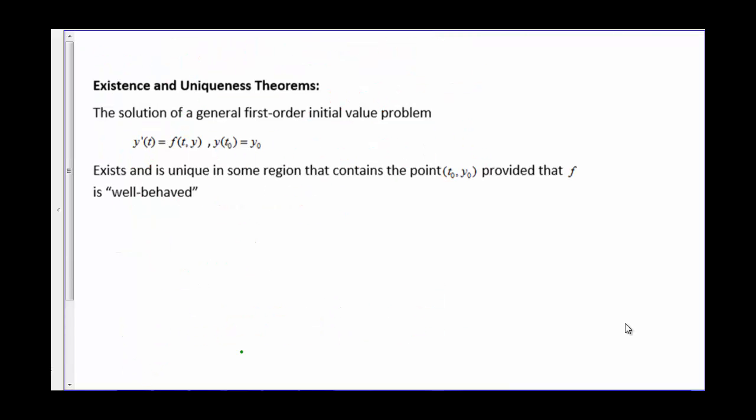We won't get into the details, but we should note that there is such a thing as the existence and uniqueness theorems. It says that the solution of a general first order initial value problem, y'(t) = f(t,y), with the initial condition y(t₀) = y₀, exists and is unique in some region that contains the point (t₀, y₀), provided that f is well behaved.